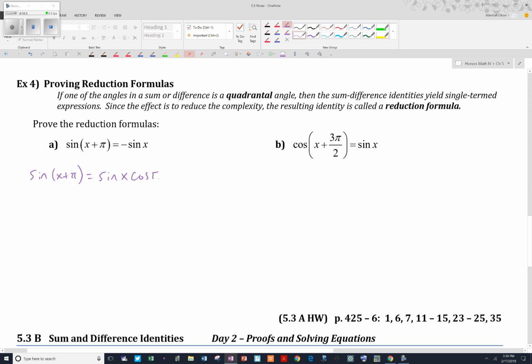Sine of x cosine pi plus cosine of x sine of pi. Pi right there: negative 1, 0. Cosine is negative 1. So we've got sine of x times negative 1 plus cosine of x times the sine, which is 0. So that product is going to become 0. We're just left with negative sine of x. So we've proved that identity.